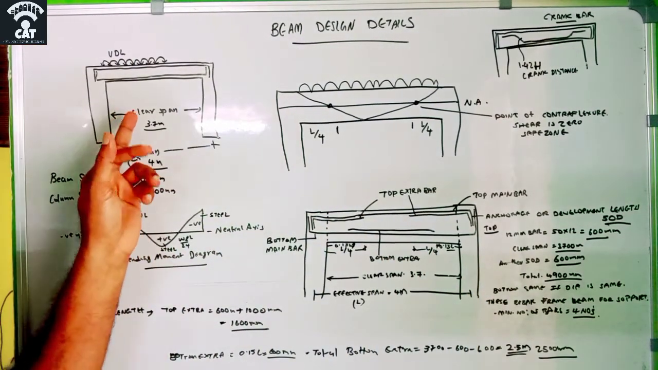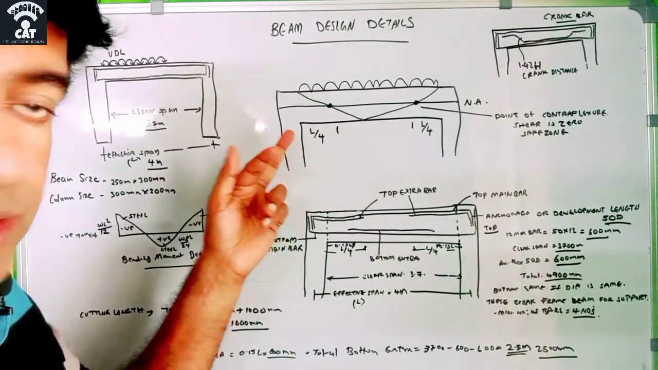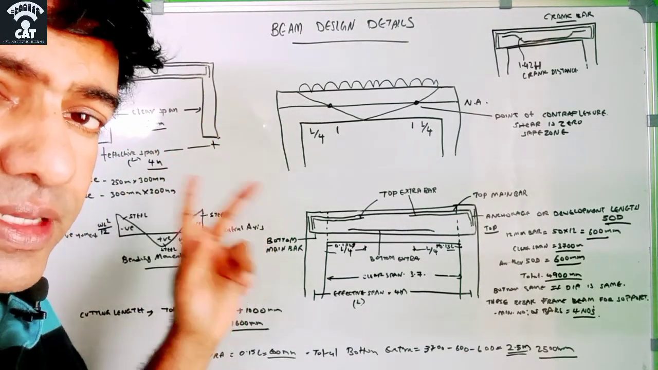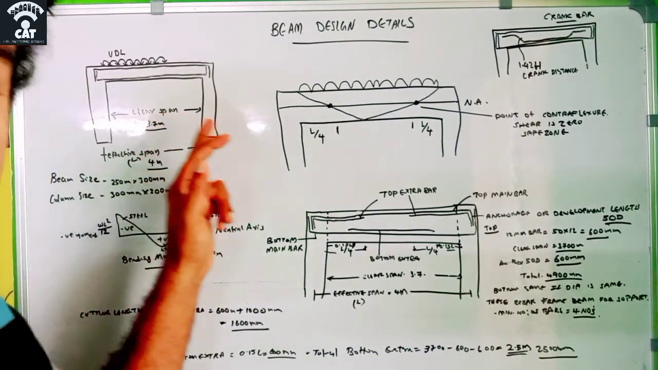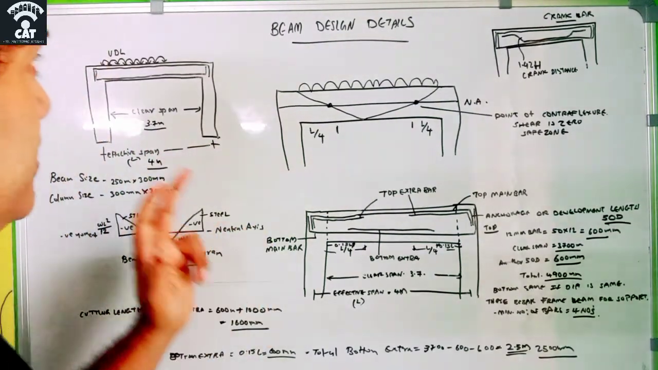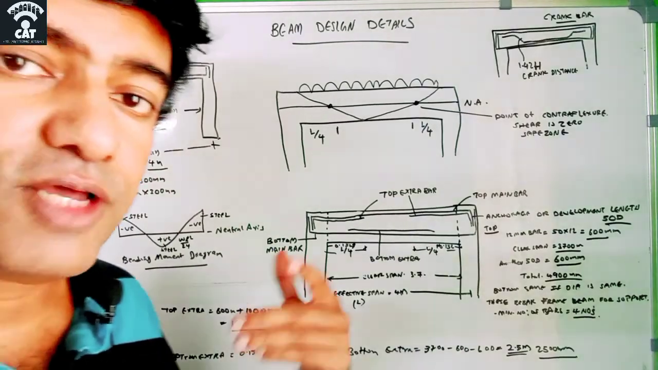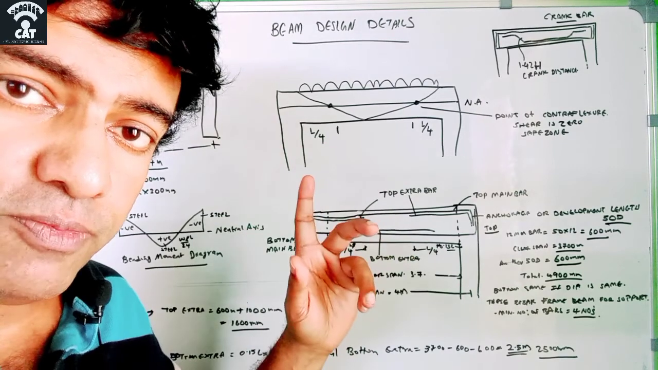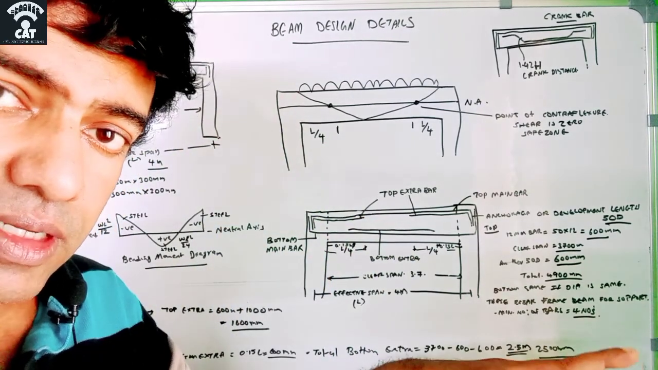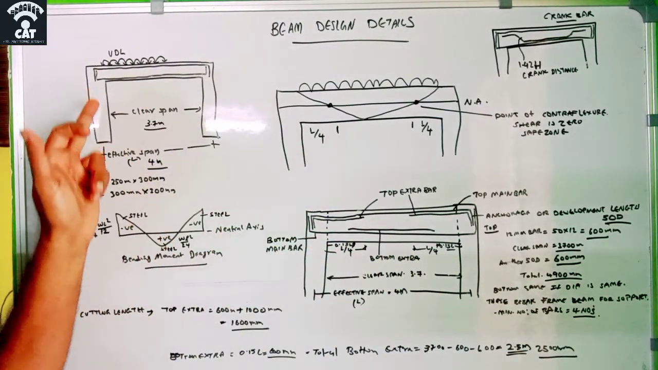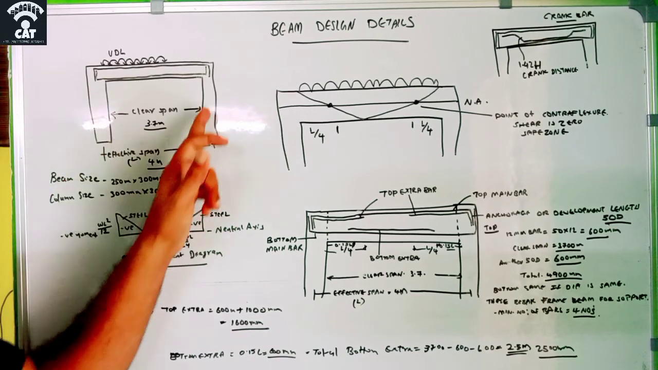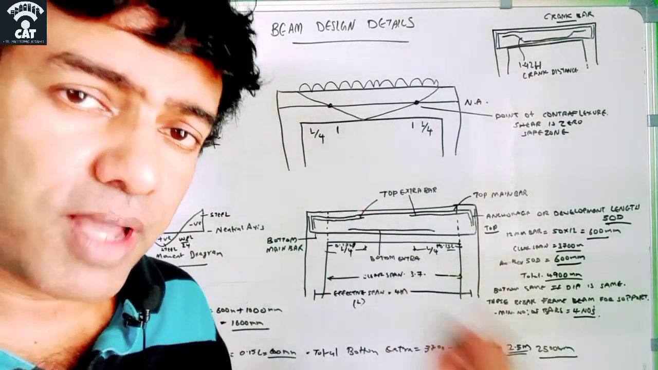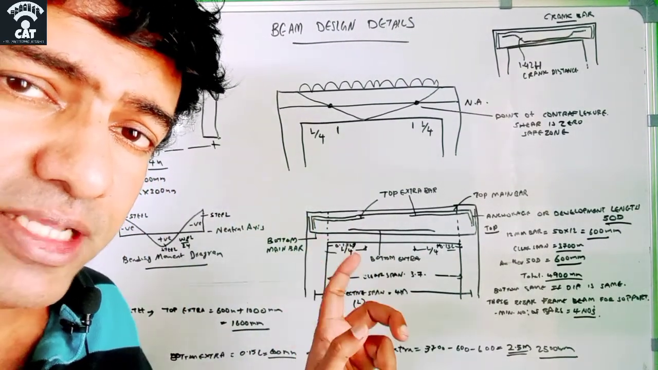The clear span is the space between two columns. Okay, this column and this column, whatever the space in between these two columns is called the clear span. So here, suppose it is 3.7 meter. And then what is the effective span? Effective span starts from the center of one column to the center of the other column, and it comes to 4 meter. So the effective span is 4 meter here and the clear span is 3.7 meter.